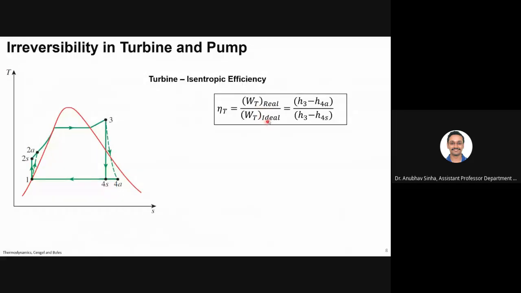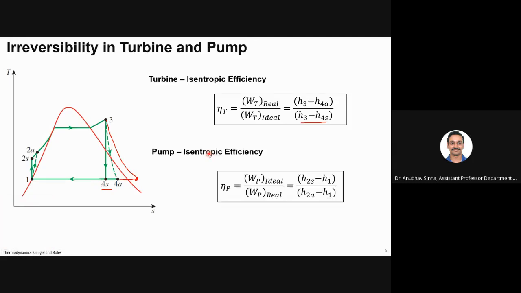So real cycle is H3 minus H4A. This is your 4A. This is what you get in the ideal cycle. This could be here, or this could be here also, as we saw in the last slide. Basically, you are assuming that at the end of the cycle you have superheated vapor. So that is your H4A, divided by ideal. Ideal is H3 minus H4S. This is where we have designed the cycle to come down from 3 to 4.